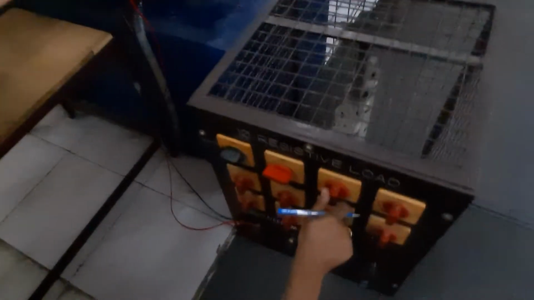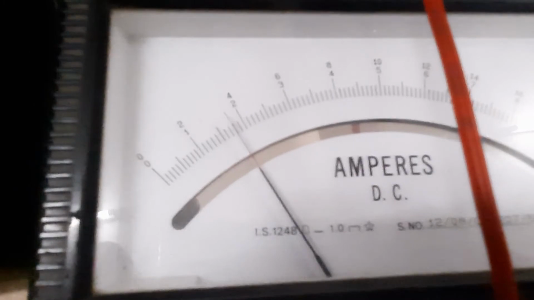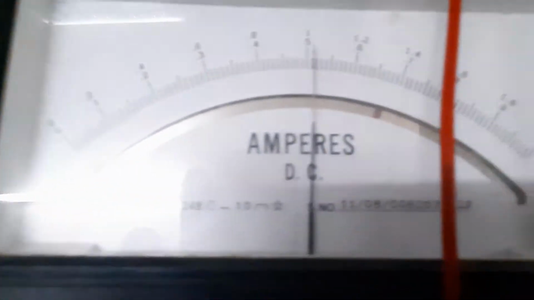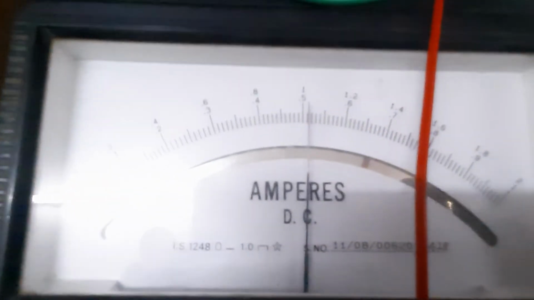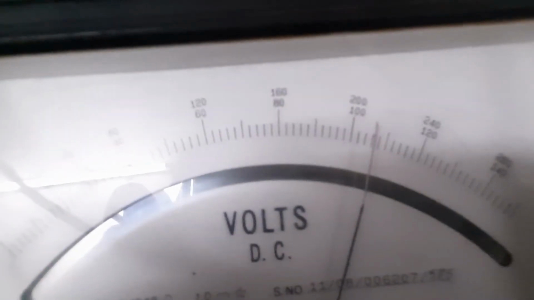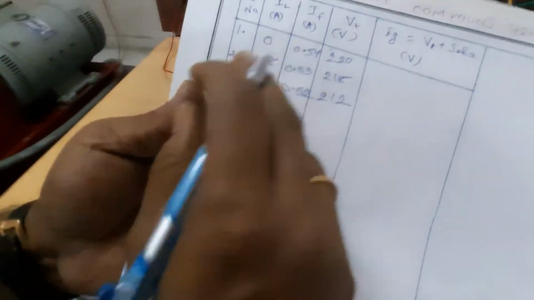Tell me what is the load current. Load current is 3.6. Field current is 0.52. Next, voltage is 212. Similarly, for each load, I will note down the values.